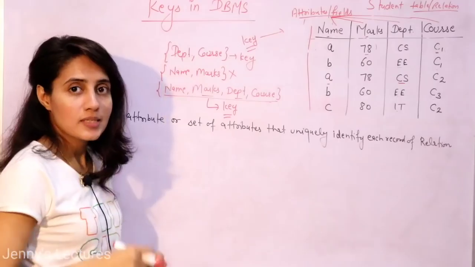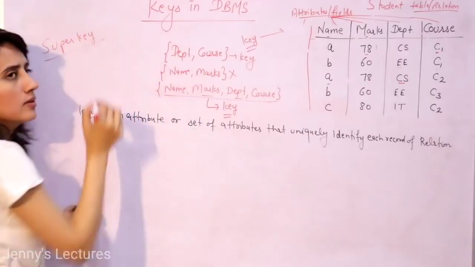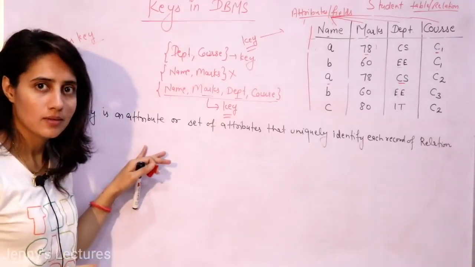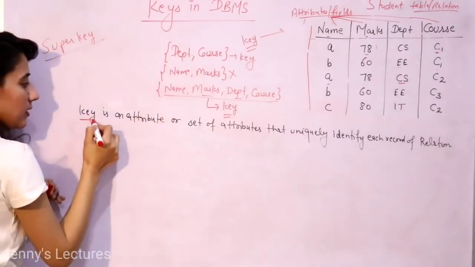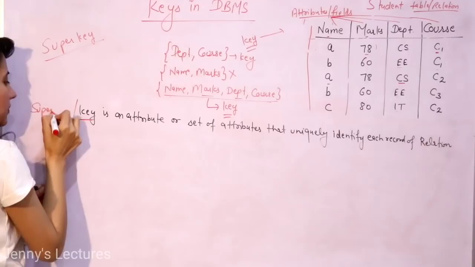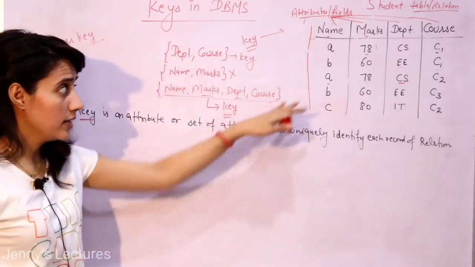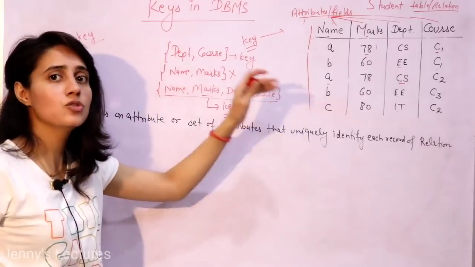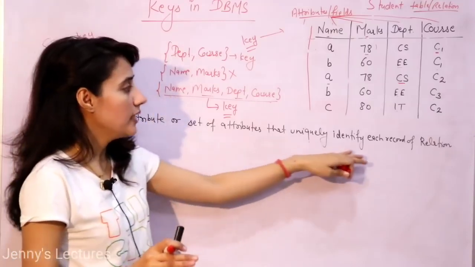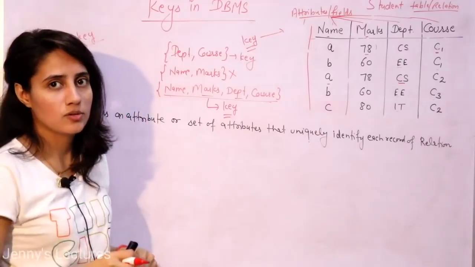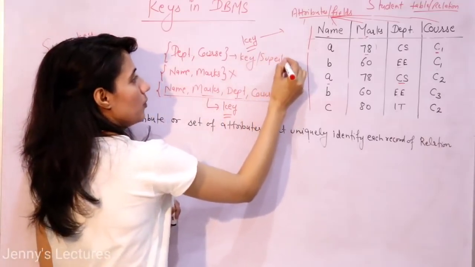Fine. Now next is types of keys. The first one is super key. Super key is nothing but a key, right? Interchangeably you can use the words key and super key, so the definition is the same. Super key or key, right? This thing I have discussed, you can also consider it a super key. So a super key is also an attribute, or it can be a set of attributes that uniquely identify each record of a relation. So this is simply a super key. Rather than key, you can write super key.